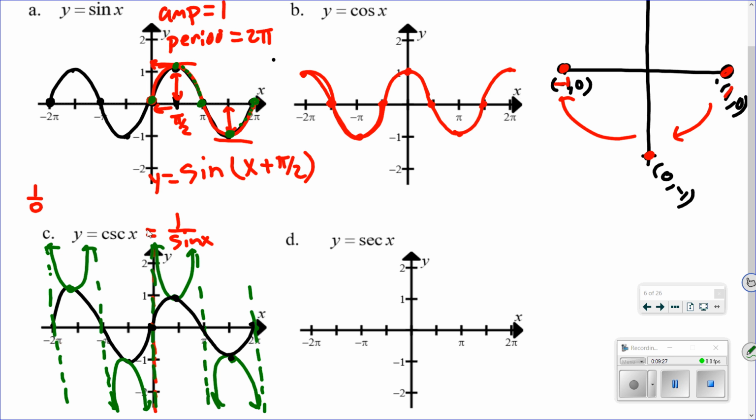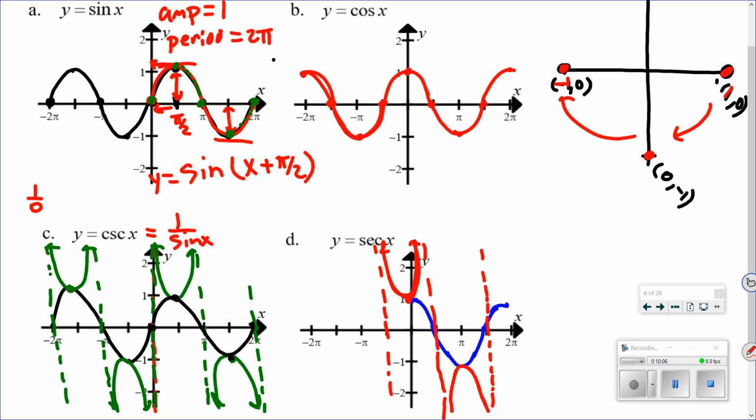So to draw the secant, I'm actually going to start by drawing the cosine. We just did that up above, but here's my points. So it looks like this. Okay, so every time the cosine equals 0, let's do this one in red, there's going to be a vertical asymptote. Every time it equals 1, you're going to have that graph. There's going to be another vertical asymptote right there. So that graph's going to be curving this way, and it's going to be curving down this way.